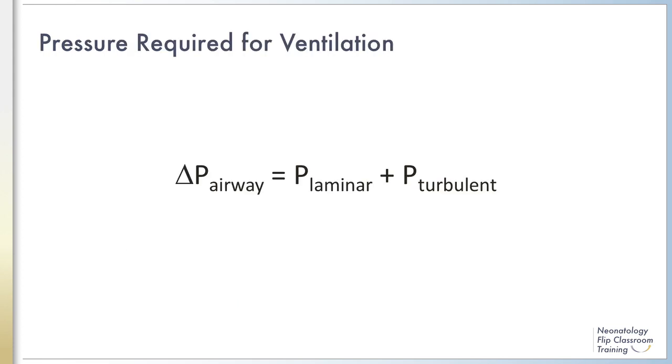All respiratory systems have a combination of turbulent and laminar flows, and this certainly holds true for the neonatal airway. The pressure drop, or delta P, required to ventilate the lungs is the sum of pressure drops of both laminar flow and turbulent flow found in the respiratory system. In the next module, we will explore how resistance changes throughout the neonatal airway from the nasopharynx to the alveoli and how it impacts breathing.